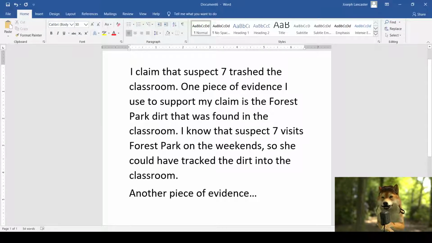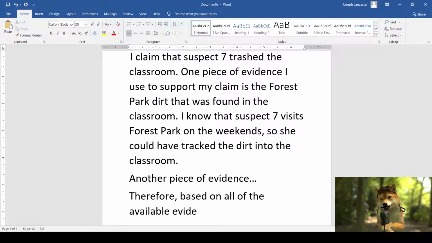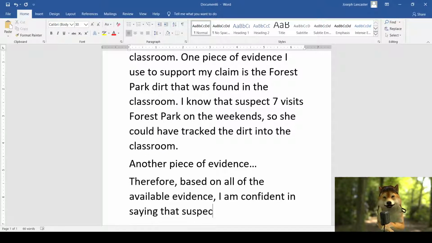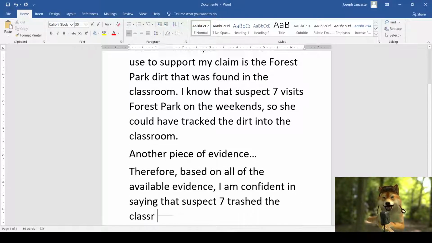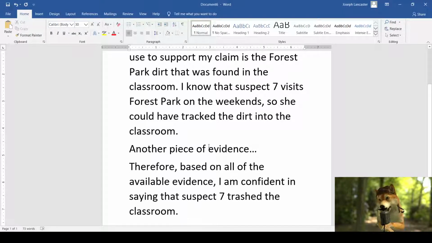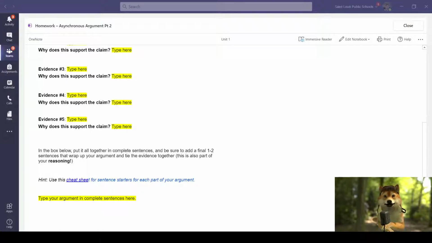And at the end you wrap it all up by saying something like, therefore, based on all of the available evidence, I am confident in saying that Suspect 7 trashed the classroom. There we go. And that is how you're going to formulate everything. And that is the assignment. So, as usual, if you have any questions, feel free to let me know. But hopefully that clarifies what I'm asking you to do in this assignment.